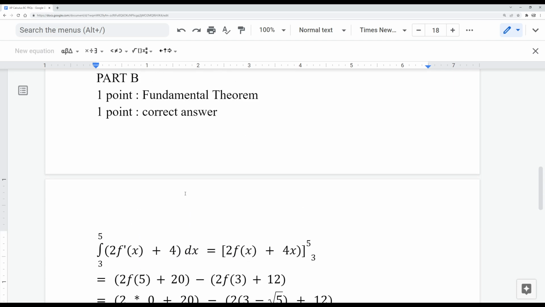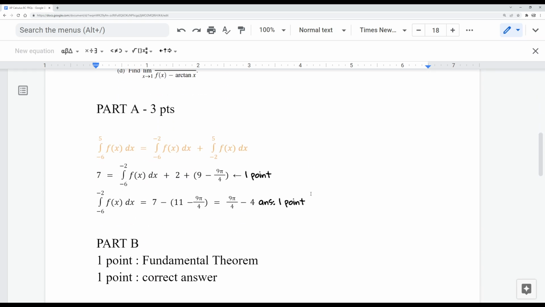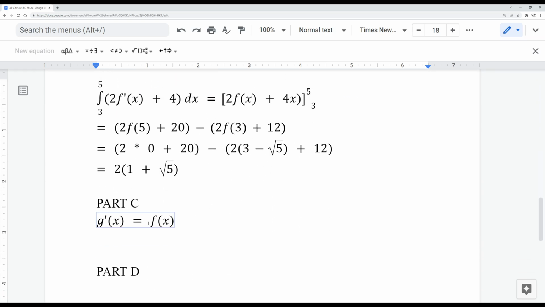And finally, you must also know that the absolute maximum value is when g prime, or f, is 0, because that's when it stops increasing or decreasing. So how do we know that it is a maximum or a minimum? Well, what we can do is use basically the line test or chart test, depending on how you do it.